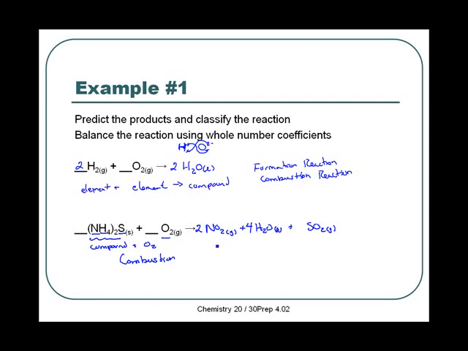The nitrogen, I'm going to have 4 oxygens. The water, I have another 4 oxygens. And at my sulfur, I have 2. So I have a total of 10 O's. And so to get 10 oxygens on the other side, I need a 5 in front of my O2. And now I have the balanced chemical reaction. So, whereas the first one could be classified as either formation or combustion, the second reaction is definitely a combustion reaction.